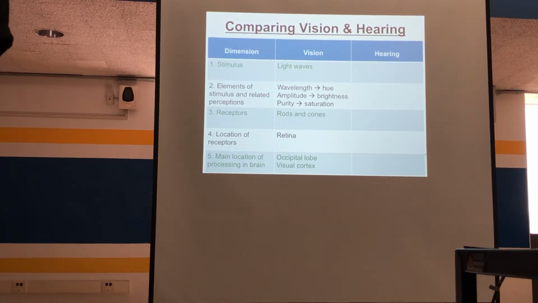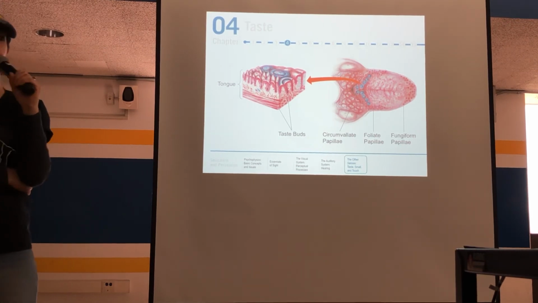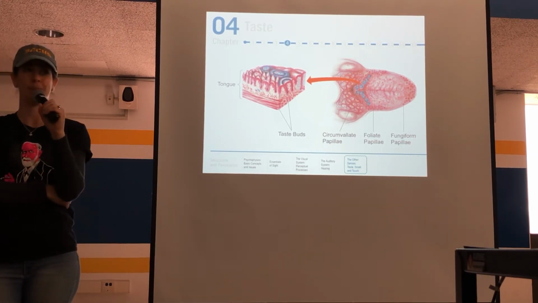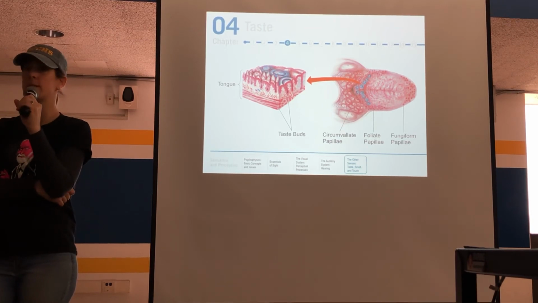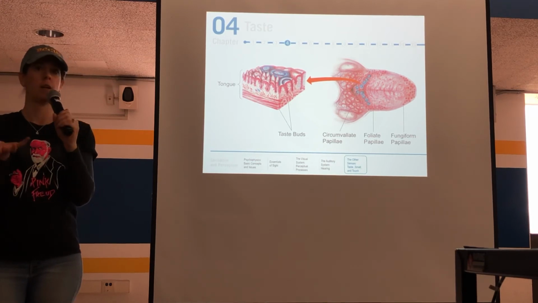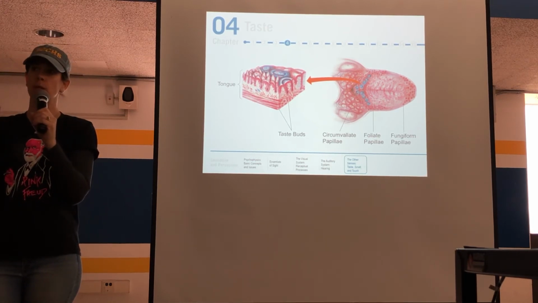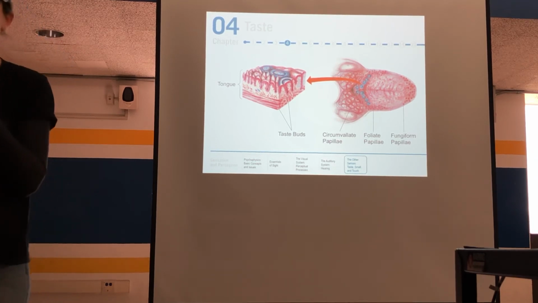Great. Taste. What are the bumps called on your tongue? Papillae, not taste buds. What's around them? Taste buds. Can we see taste buds? No, they're cells. We would need a microscope. So taste buds are the receptor cells for taste, but we cannot see them.